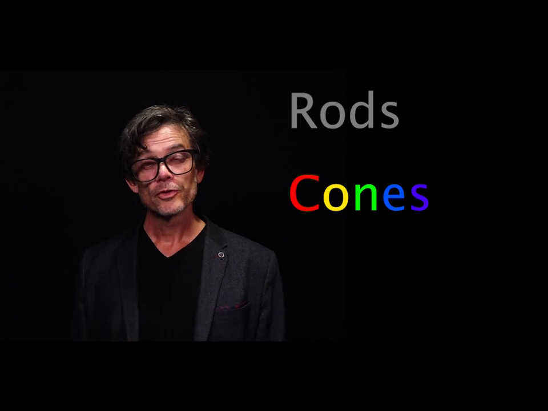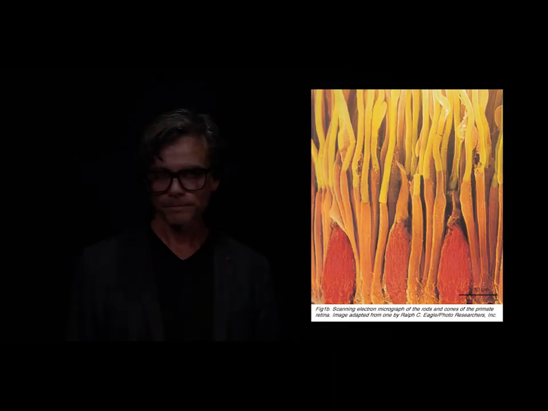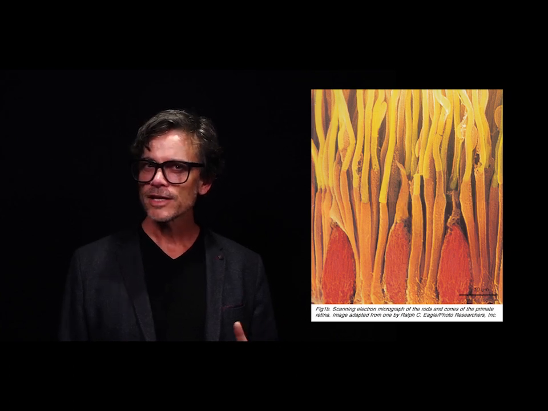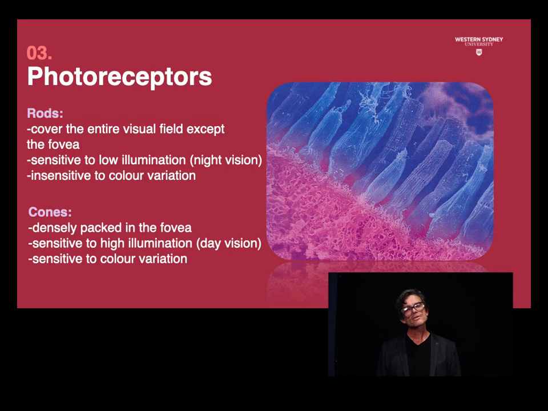There are two primary classes of photoreceptors, rods and cones, whose names describe differences in their morphology or shape. But there are other anatomical and functional differences as well. Whereas rods cover the entire visual field, except the fovea, cones are more densely packed in the fovea.